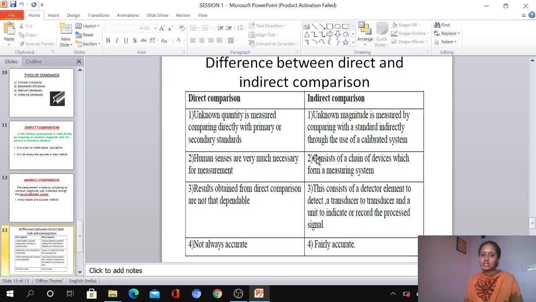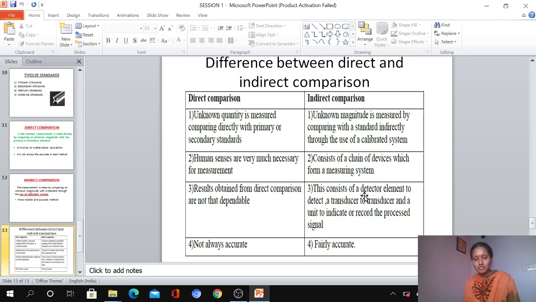Yes, it consists of many devices, as I told you: sensor or transducer, signal conditioning unit, display unit, like that. Many chain of devices will be there. In direct comparison, results obtained are not that dependable.